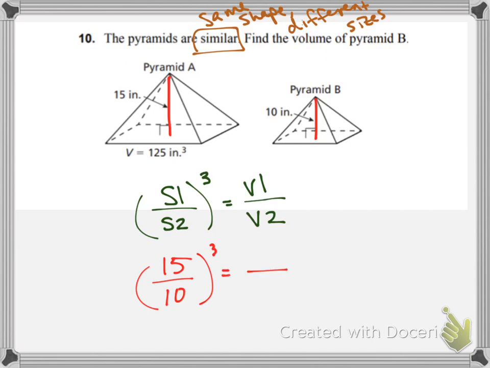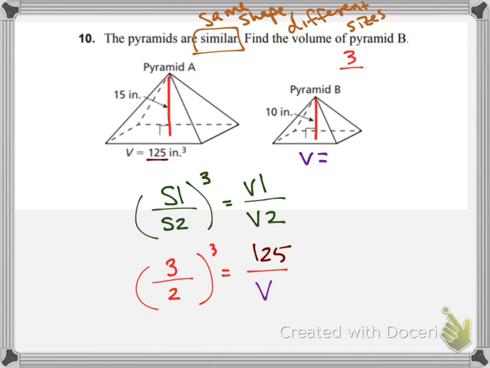cubed. So remember that it matters that the top come from the same figure and the bottom come from the same figure. The volume of the first figure, where we got 15, is 125. We don't know the volume of the second, so I'm going to put V. Remember that you can reduce fractions. I highly recommend it. So 15 and 10 are both divisible by 5. 15 divided by 5 is 3. 10 divided by 5 is 2.